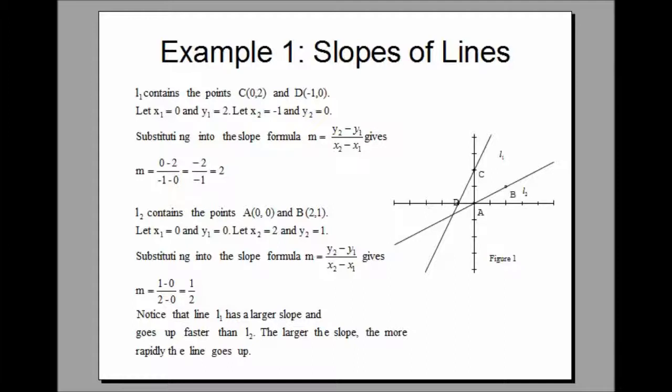Notice that line L sub 1 has a larger slope, which is 2, than line L sub 2, which has a slope of 1/2. Notice also that line L sub 1 is steeper, or it goes up faster, than line L sub 2. The greater the slope, the steeper your line will be.